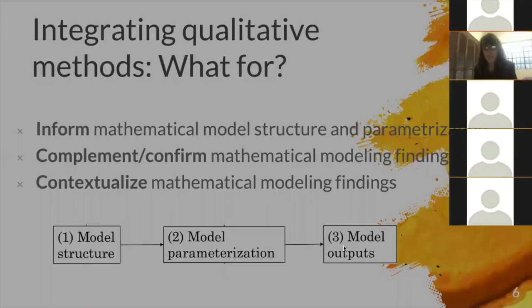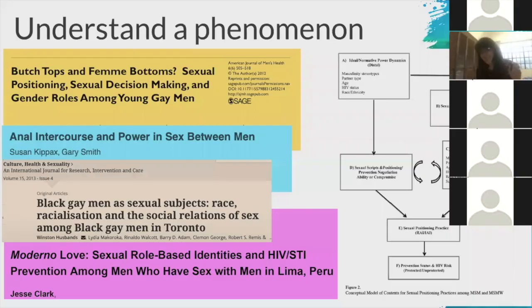communities of MSM. I'm not implying that this sudden influx of qualitative research was driven by the modeling paper.